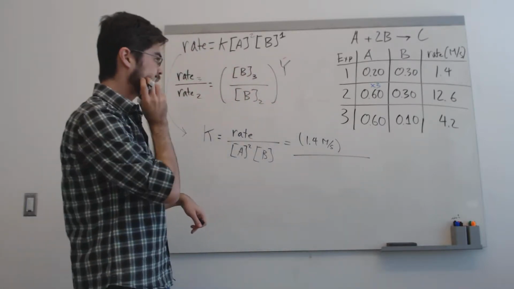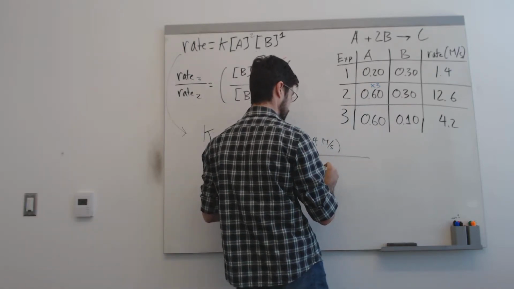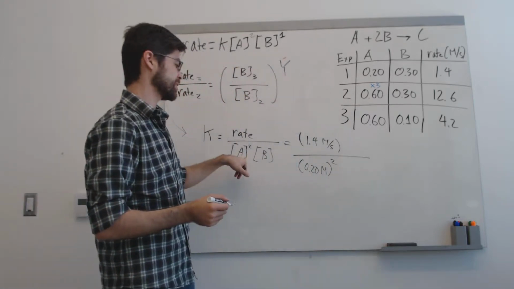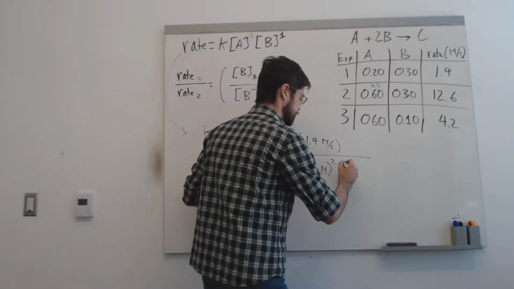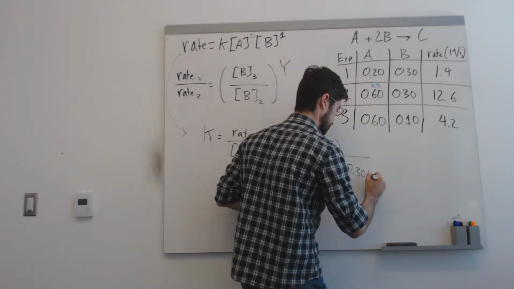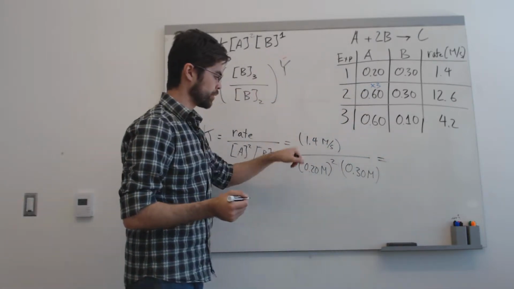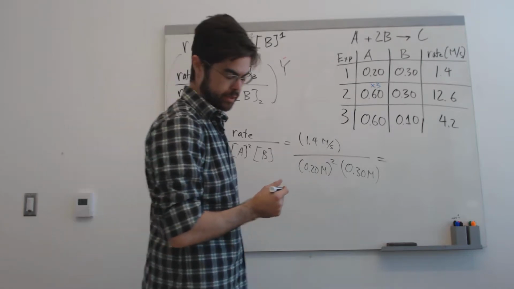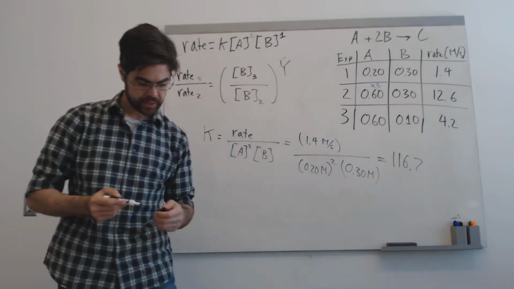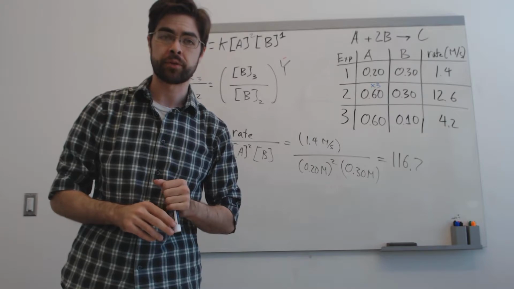And I have the concentration of A here should be 0.2 molar squared. So it's the concentration of A squared divided by the concentration of B, which was 0.3 molar. If you multiply and divide through, what you get here is 116.7.